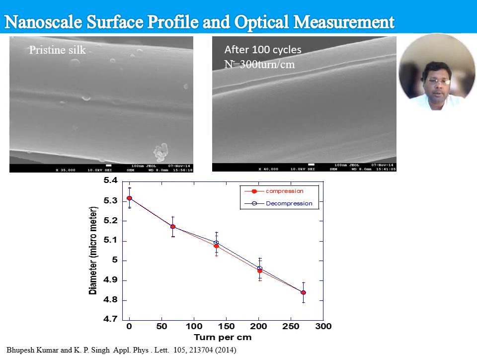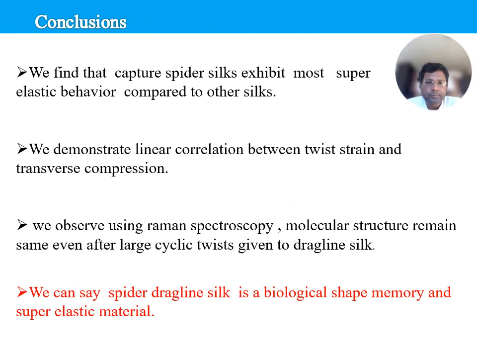Furthermore, we compare the dragline silk surface after 100 cycles, each with 300 turns per centimeter, with a pristine silk using SEM imaging. Despite the large shear strain in each cycle, the SEM image of the worked silk appears to be identical to that of pristine silk. Optical diffraction measurement on the worked silk also confirms the recovery of its original diameter with a precision of 100 nanometers. Clearly, spider silk belongs to a unique class of natural microscale fiber that shows torsional fatigueless response.